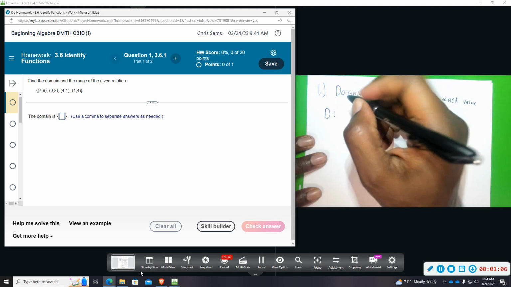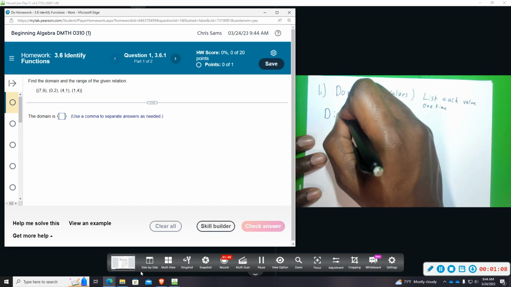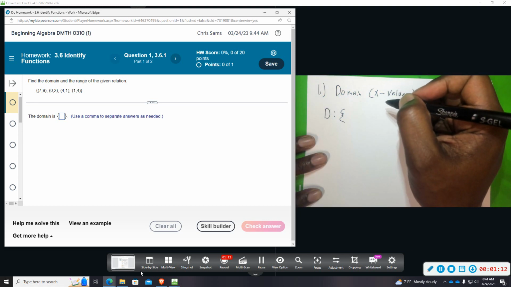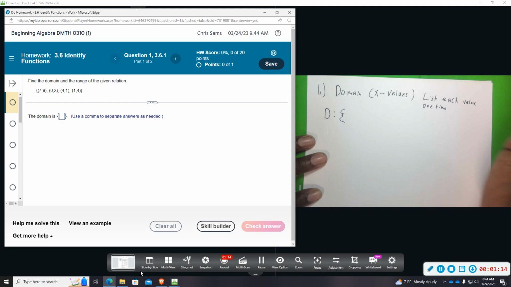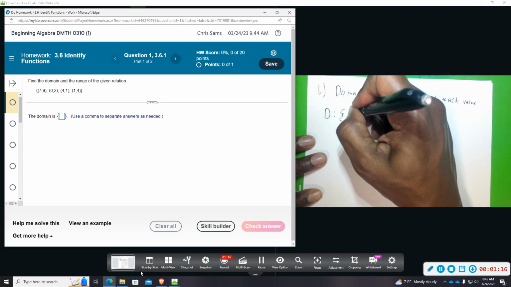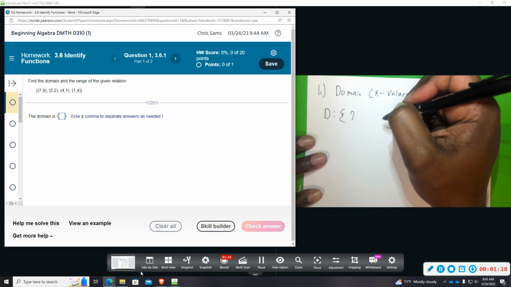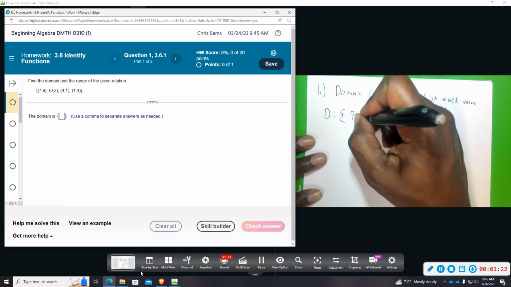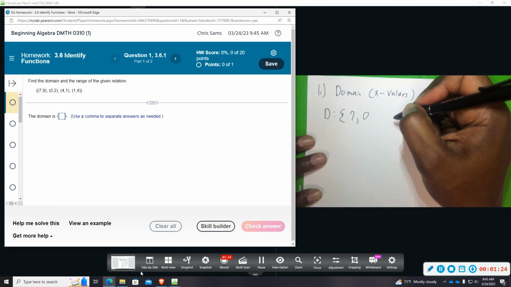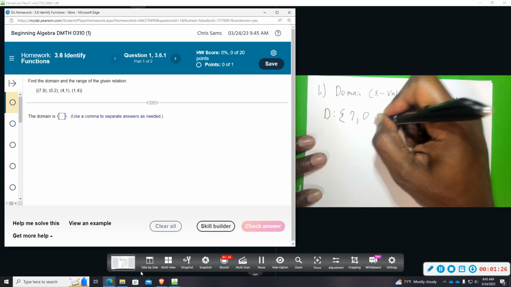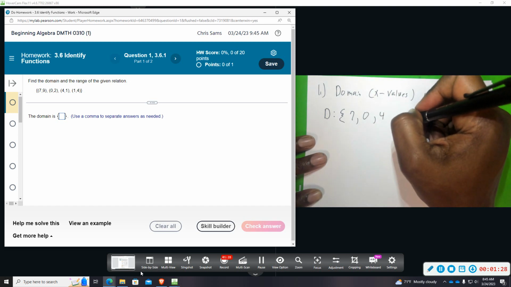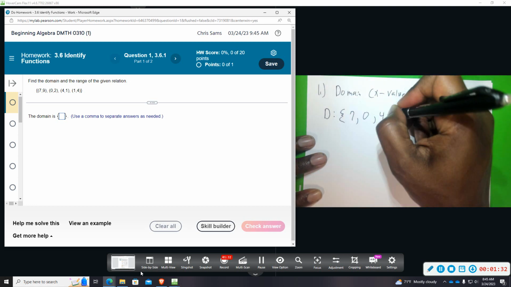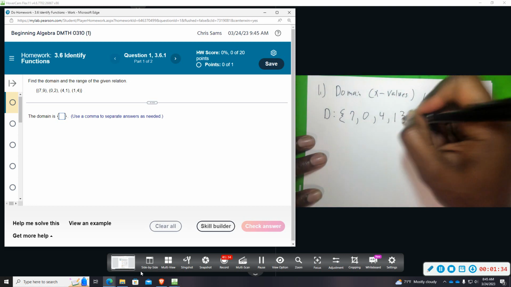Since it's a set of ordered pairs, I'm going to put a curly bracket because I'm just making a list. And then I'm going to list all the first coordinates. They don't have to be in order. I'm just going to go from left to right. So the first number I see is 7. And then in the second parentheses, the first number I see is 0. So that's the x values. In the third parentheses, I see a 4. And then in the fourth one, I see a 1. So I'm only listing the first coordinate. These are going to give me my domain values.